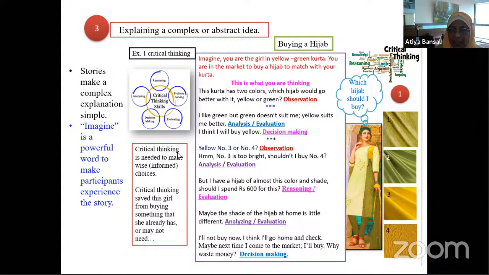Now, if I take away this story, it's so difficult to teach all this. So if a teacher knows how to write a story, it is easy. You can turn whatever you want to teach, especially abstract ideas, complex ideas, you can make them simple and create a story.